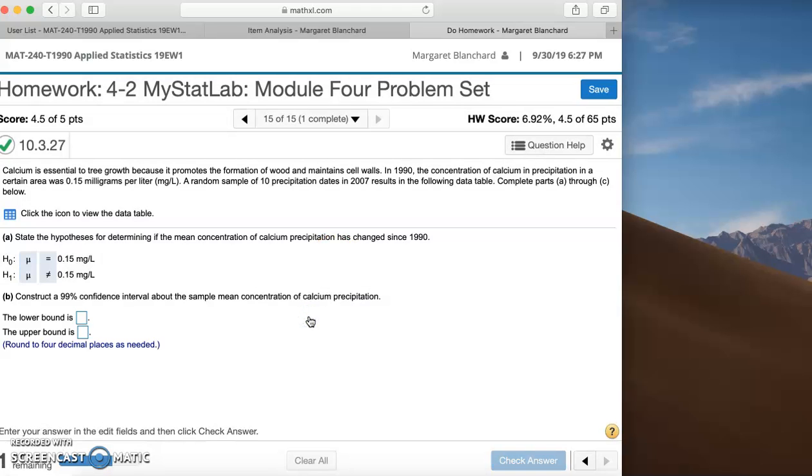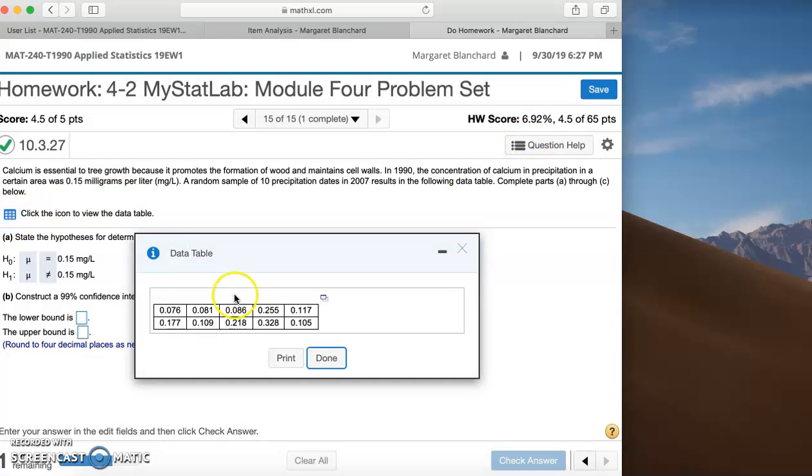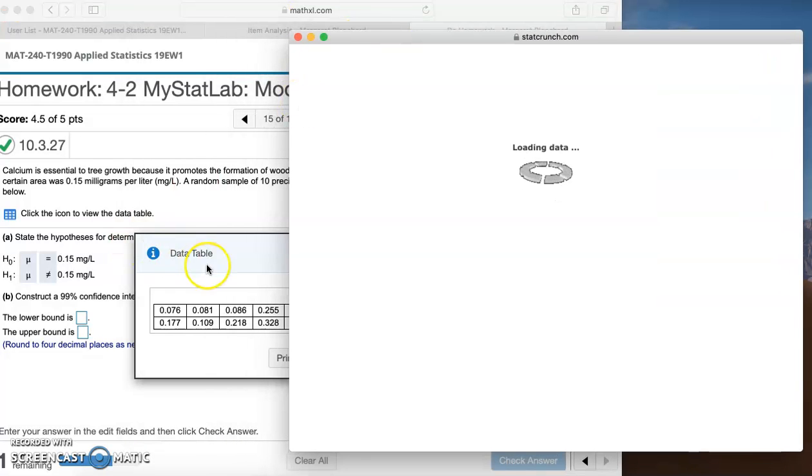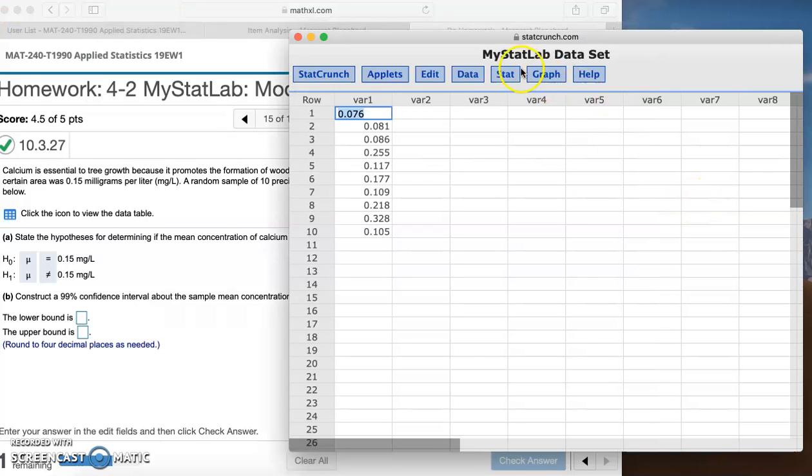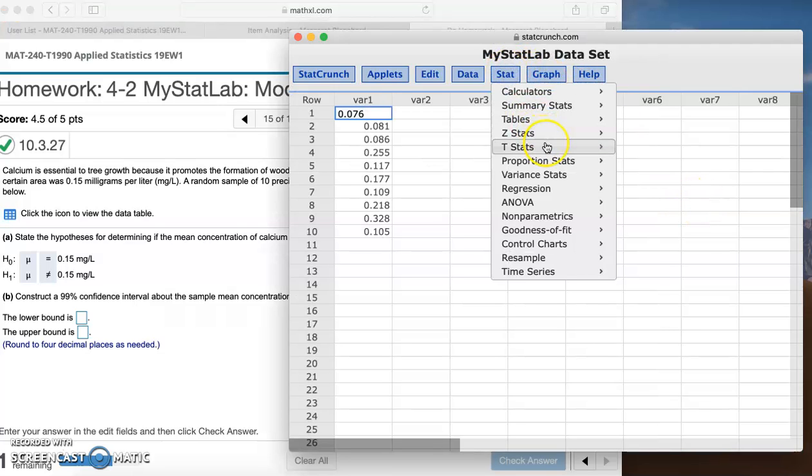Nice work. Construct a 99% confidence interval about the sample mean concentration of calcium precipitation, the lower bound and upper bound. So let's go to open our data set and then click on that link to open in StatCrunch. Go ahead and close this because we're going to be entering our answers. So go ahead and go to Stat. Again, when we deal with the hypothesis test or construct the confidence interval for the mean, we're going to use the student's t-distribution.